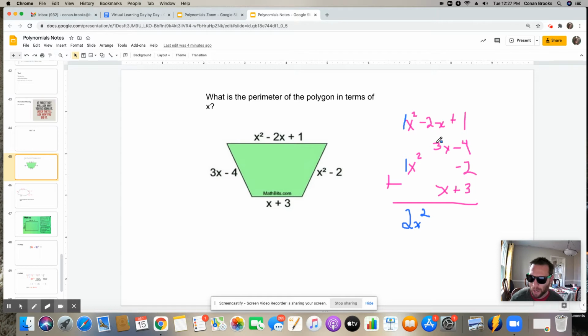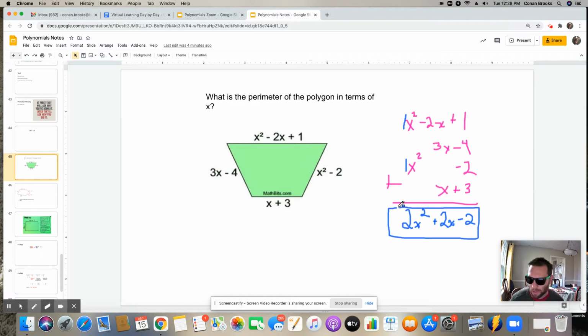And then negative 2x plus 3x plus x is going to be positive 2x. And then 1 minus 4 is negative 3. Minus 2 is negative 5. Plus 3 is negative 2. Let me check my math. 1 minus 4 is negative 3. Minus 2 is negative 5. Plus 3 is negative 2. So this is our answer right there.